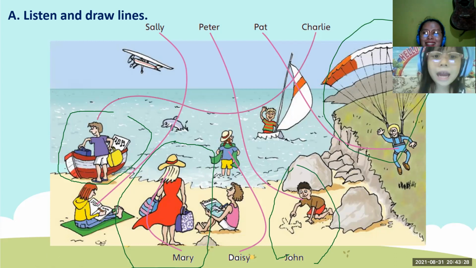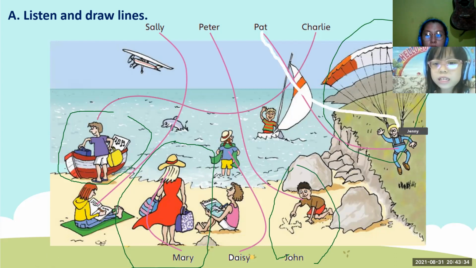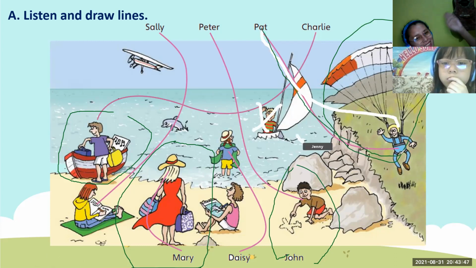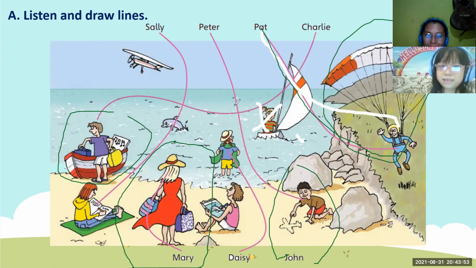Oh, this one, teacher? A what? What? Pat is this one. Yeah, that is Pat. It's not this one. Oh, no, it's not Pat. Pat is that one. Doing like that. Hi, Jenny, I am Pat. Okay, that is Pat. All right.